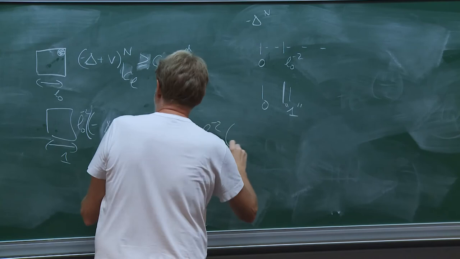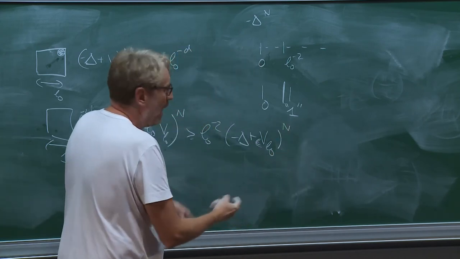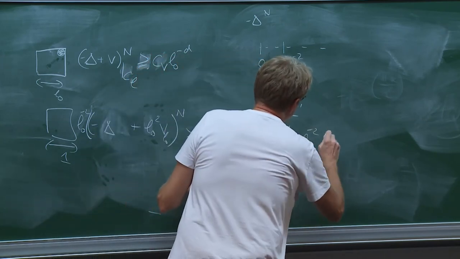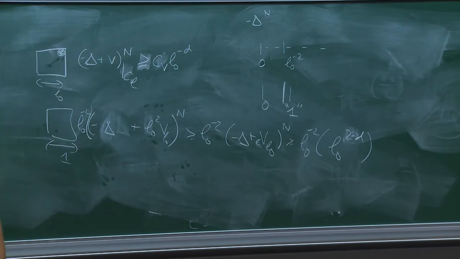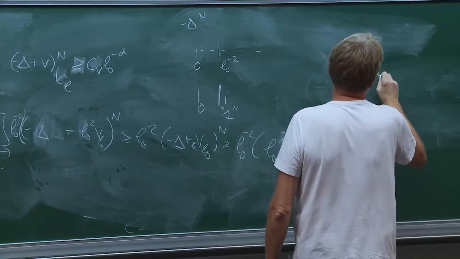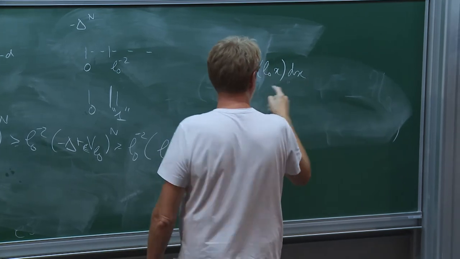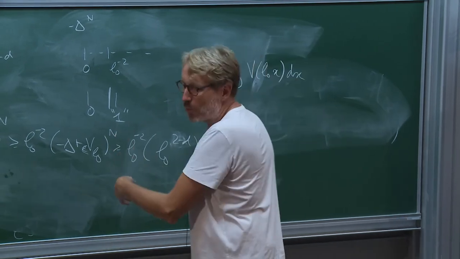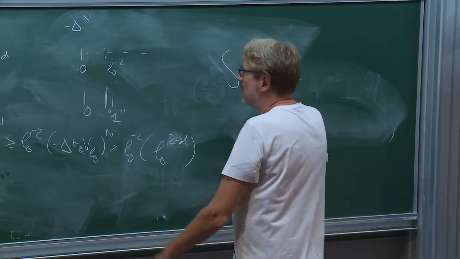This one is larger than L0 to the minus 2 times minus Laplacian plus V L0 with some epsilon, such that you can do a perturbation expansion. For this epsilon, you just take the true ground state, do the perturbation expansion, do the computation, and this tells you that this is L0 to the minus 2 times L0 to the D minus 2, just because this is the integral of V of L0x dx, this is a constant function. You integrate. You don't need to rescale. You can do it for the initial one. But the scaling just gives you a fixed constant here, and you get that this comes out like this. And this gives you L0 to the minus D.